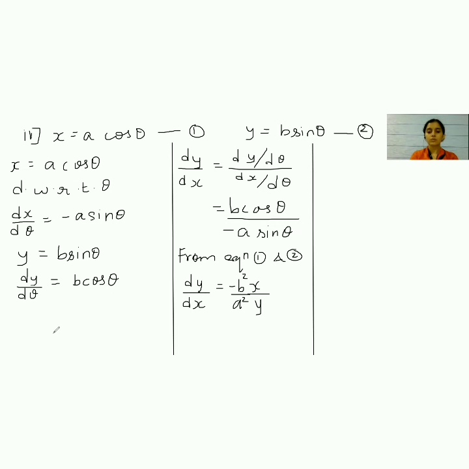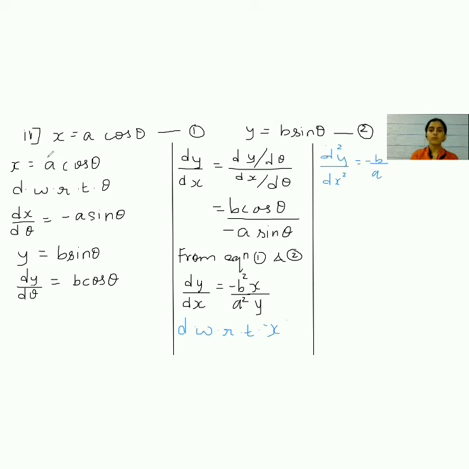So that makes the equation minus b square upon a square, x upon y. This will help me to find the second order derivative. Let us start with the second order derivative now. Differentiating again with respect to x, d2y by dx square will now be equal to minus b by a, which is a constant.